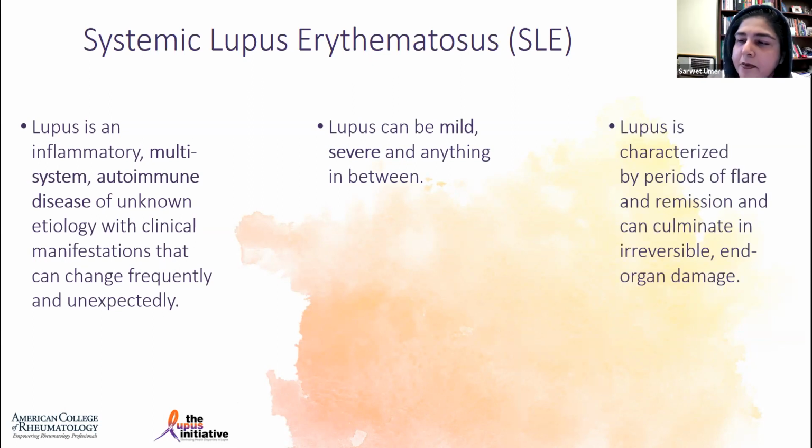Lupus is characterized by periods of flares and then periods of remission, and sometimes they will have irreversible organ damage by the time we get to see these patients. Since patients have flares and then periods of remission, if you find a lupus patient in remission, sometimes you may not recognize how much disease they had at the time of the flare.